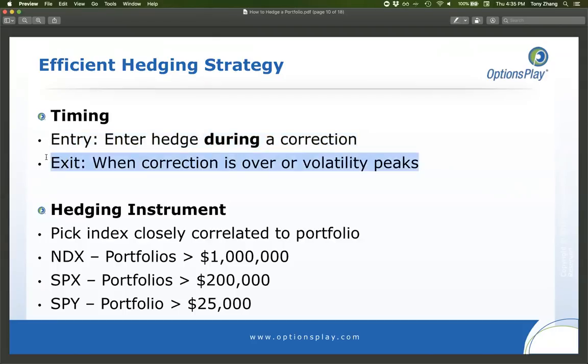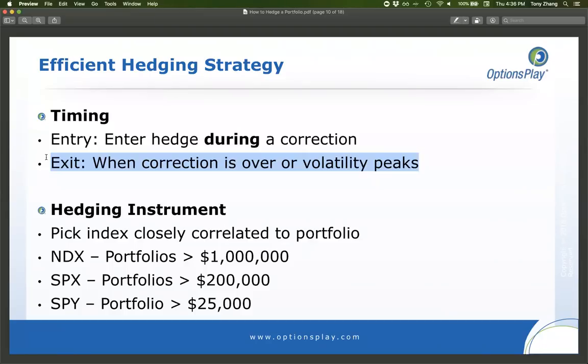Next, as far as exiting the trade, you want to exit whenever the correction is over or when you see volatility peak. If any of you have used the VIX or any volatility-based indicator, you'll see that they peak. It's a very extreme peak near the bottom. If you look at the December 24th lows and look at the VIX, you see that peak very clearly on December 24th. Whenever you see those peaks, that's when it's time to immediately exit your hedge. So those are different ways to time your hedging strategy so that you're only in it when you absolutely need it.